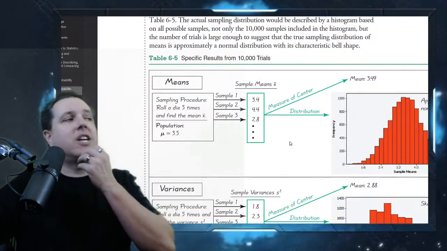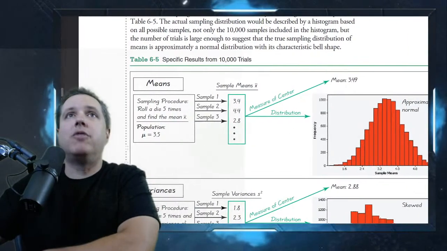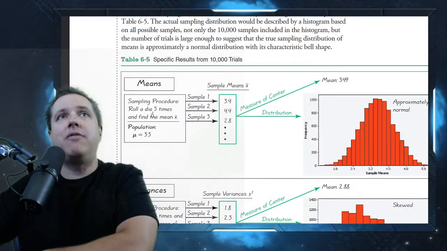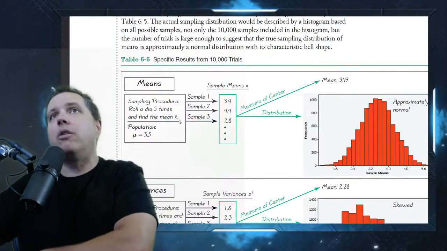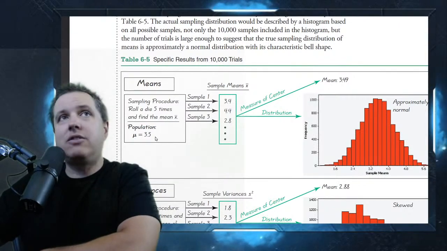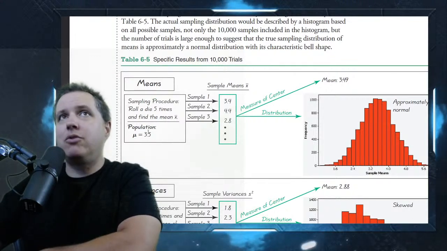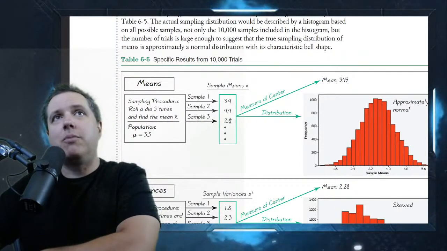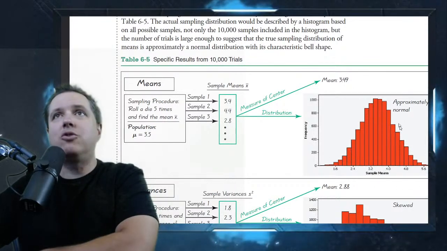Right. So this is just kind of a more specific version of what we looked at. You go out, you're all measuring the sampling procedure: roll a die 5 times and find the mean X bar, right? So you each roll a die 5 times, you add up those numbers, find the mean. Some of you are going to come to me with 3.4, some of you with 2.8, some of you with 4.4. But what we would see is this overall data.